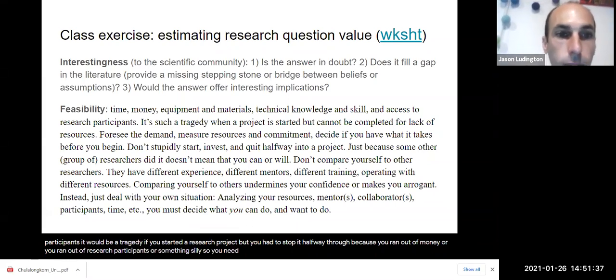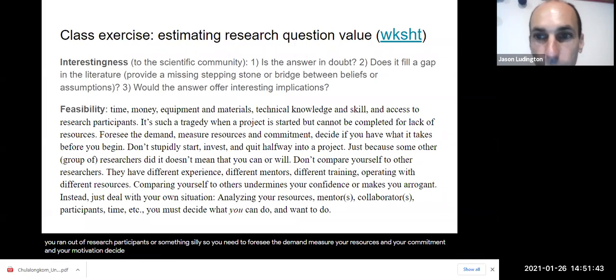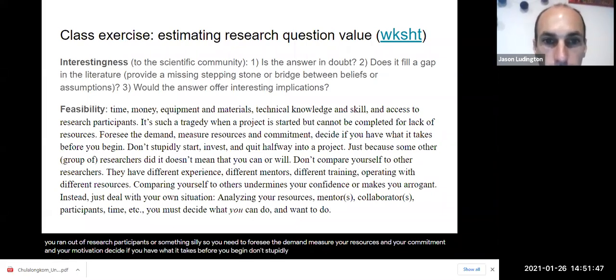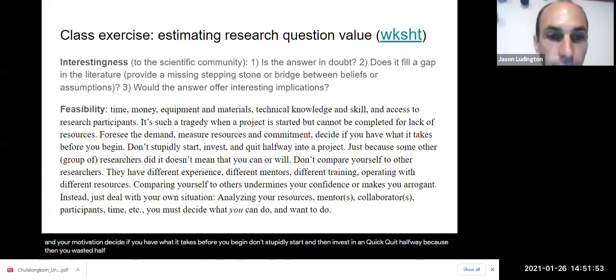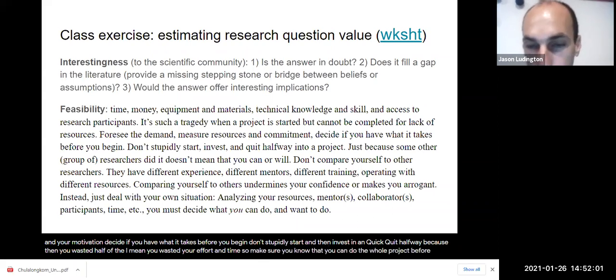So you need to foresee the demand, measure your resources and your commitment and your motivation, decide if you have what it takes before you begin. Don't stupidly start and then invest and then quit halfway, because then you wasted your effort and time. So make sure you know that you can do the whole project before you begin.